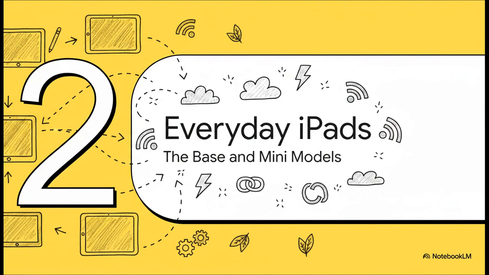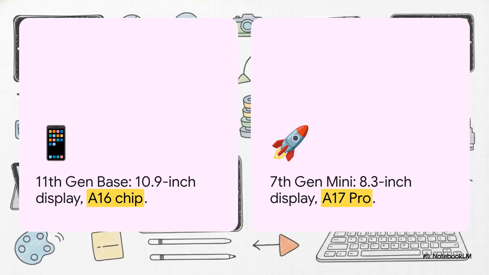Moving right along to Section 2, the accessible everyday iPads, the base and mini models. Right here on the left, we've got the 11th generation base iPad, featuring a pretty generous 10.9-inch display and powered by the A16 chip. But then look on the right, that's the 7th generation iPad mini. Sure, it has a much smaller 8.3-inch display, but look at the silicon inside. It packs an incredibly powerful A17 Pro chip. This is just a fantastic illustration of how physical size totally doesn't dictate computing power in this ecosystem. The Mini is incredibly portable, yet it seriously punches way above its weight class when it comes to pure speed.